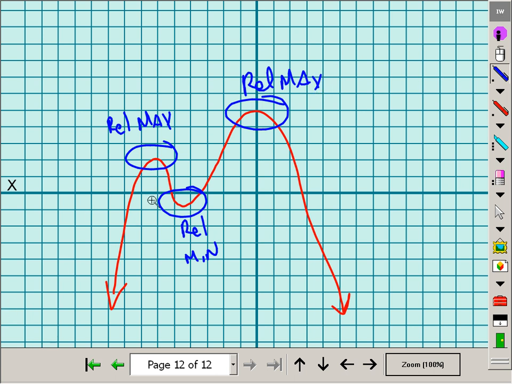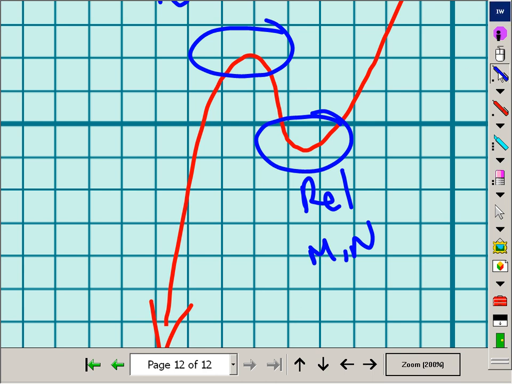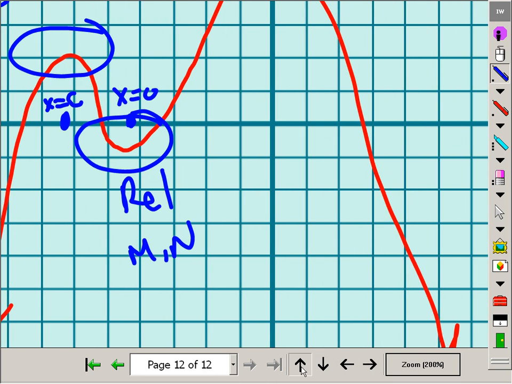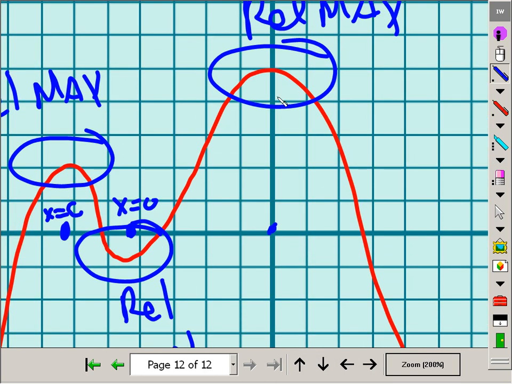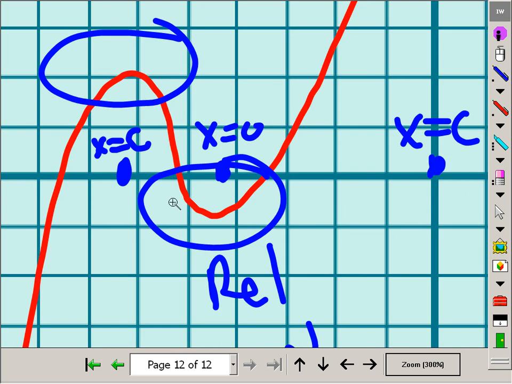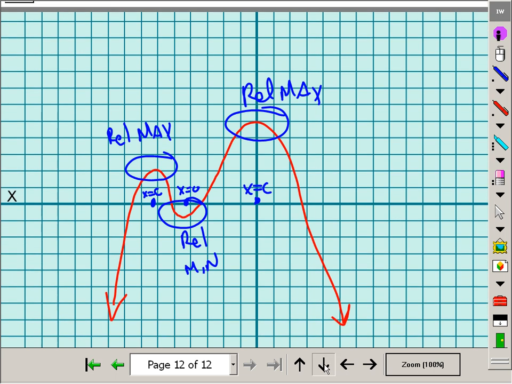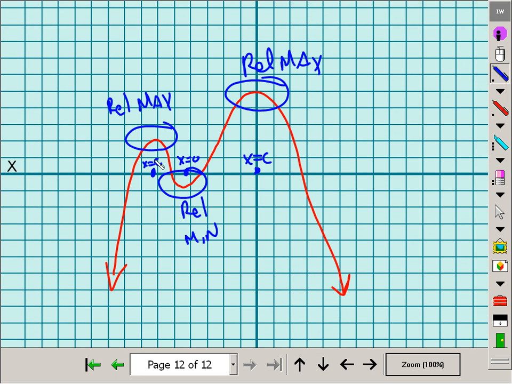What this means is we would end up having a critical point here. We would end up having a critical point here. Again, this is one x equals c. This is another x equals c. And we would end up with a third one here at x equals c. This function would end up with 3 critical points because there are 1, 2, 3 humps on this polynomial function.